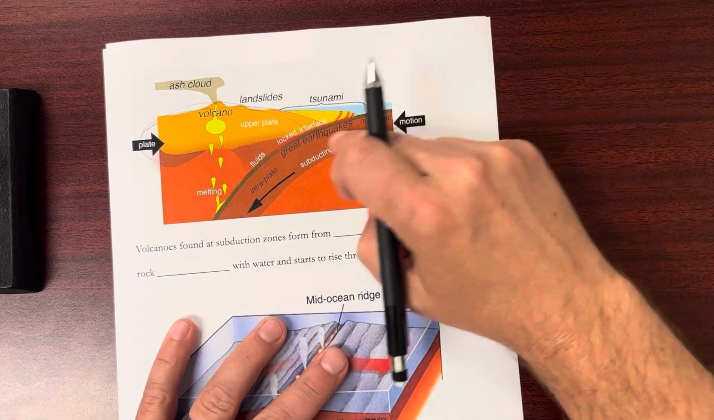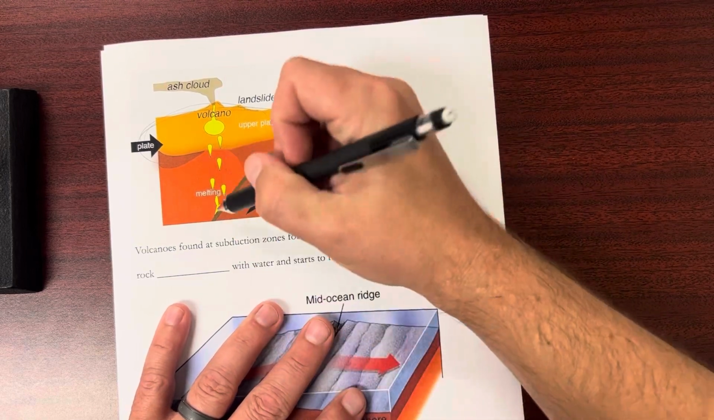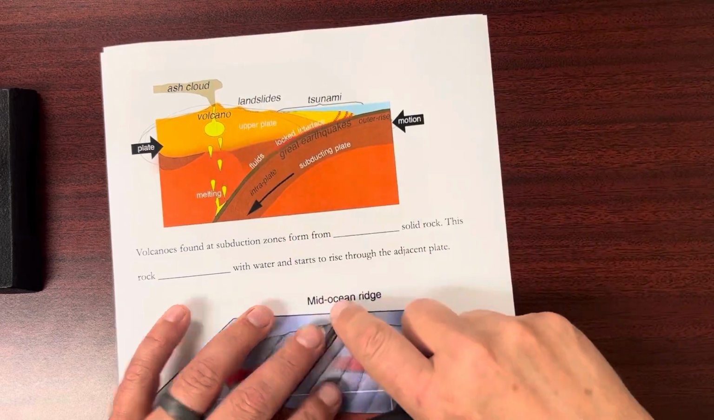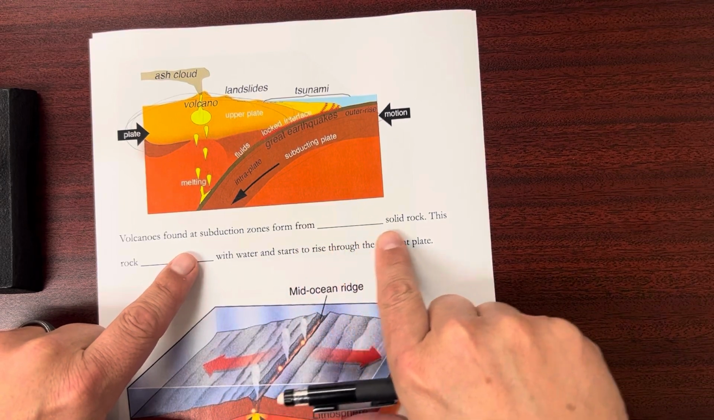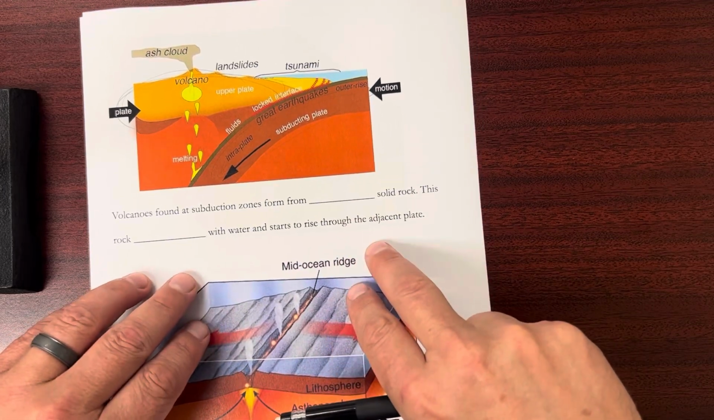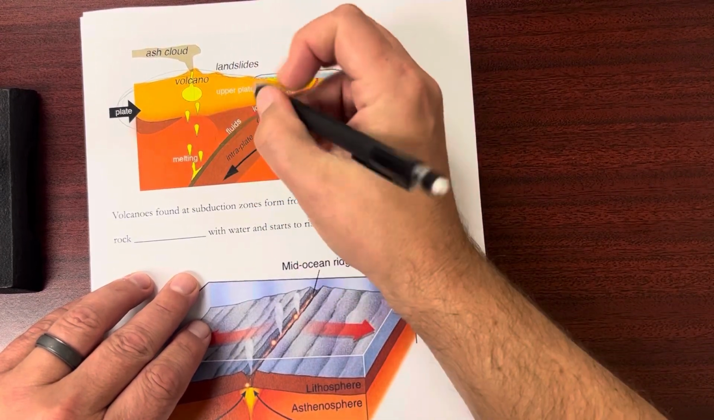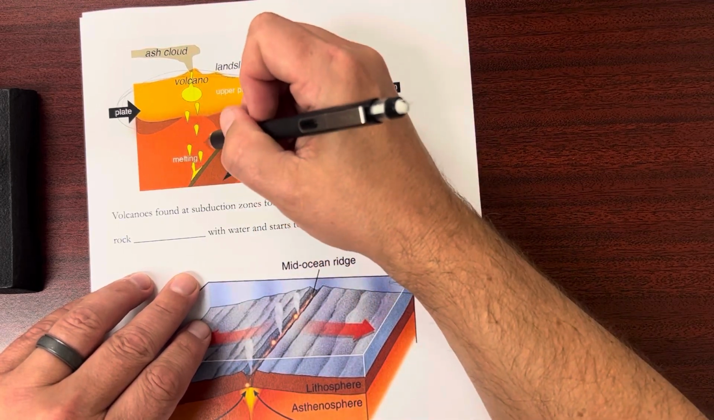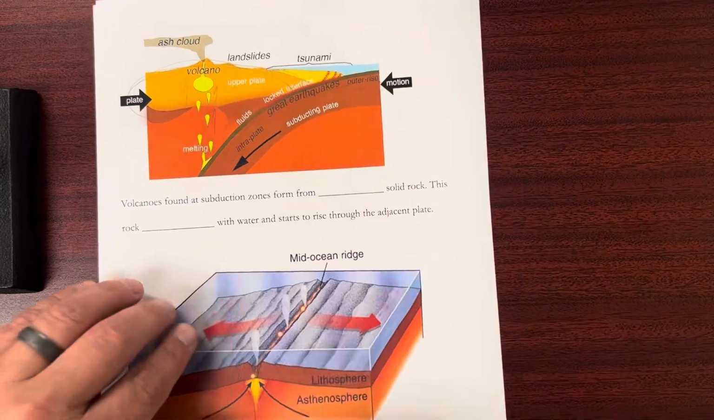was one plate was going under another plate. And that plate that's going underneath, you can see it starts to melt, and this magma rises to the surface, making all these volcanoes. So volcanoes found at subduction zones form from melting solid rock. This rock mixes with water and starts to rise through the adjacent plate. So part of this, you see the fluids here. Part of this is that melting rock mixing with the fluids causes it to be less dense, and it travels up, forming these volcanoes.